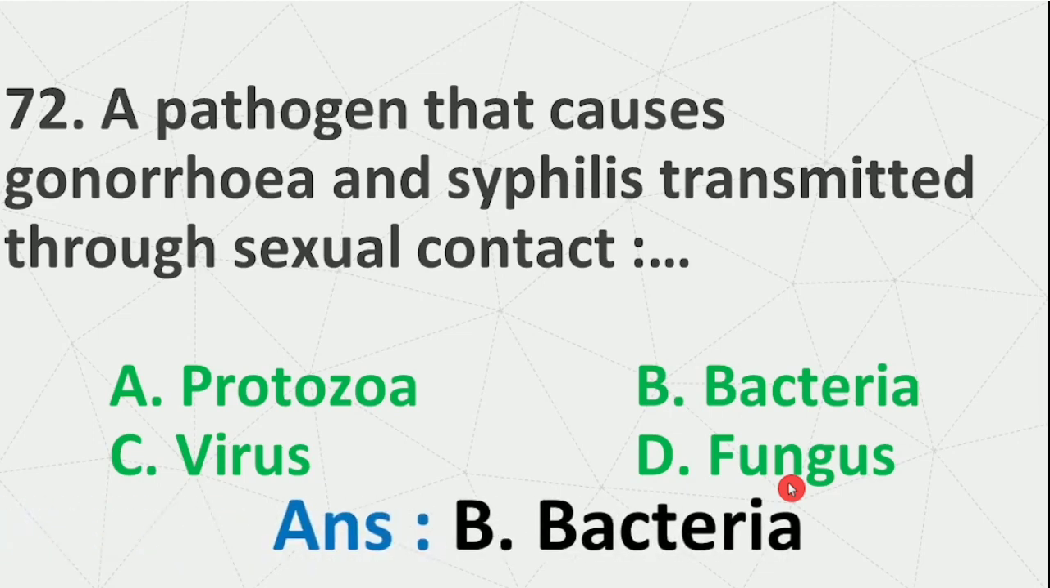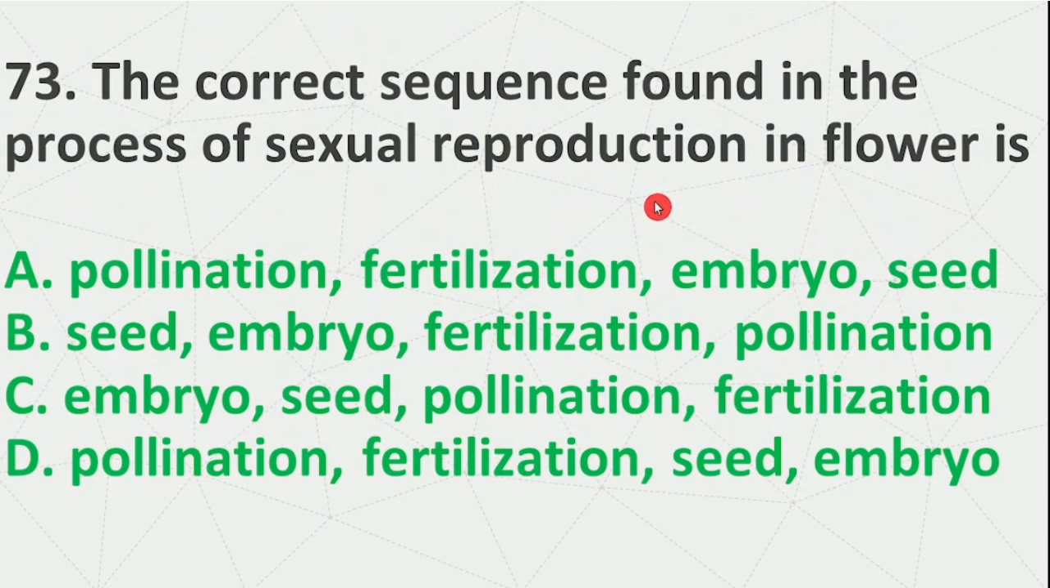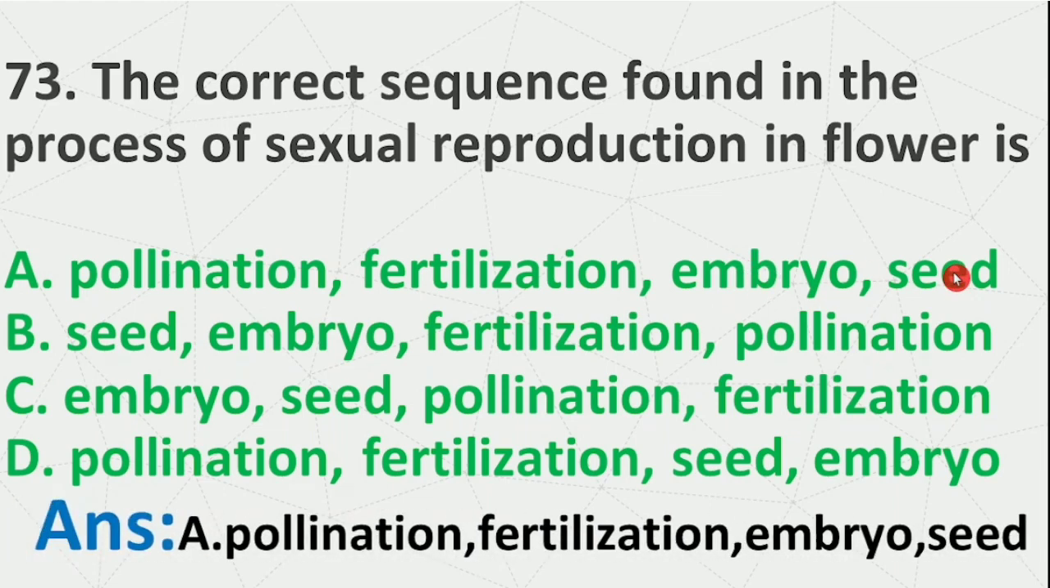Question number 73. The correct sequence found in the process of sexual reproduction in flowers. So what is the correct sequence? When sexual reproduction takes place in the flower, the first process is pollination. After pollination, fertilization will start. After fertilization, embryo, then seeds. So option A, pollination, fertilization, embryo, seeds, is the correct sequence in sexual reproduction in flowers.